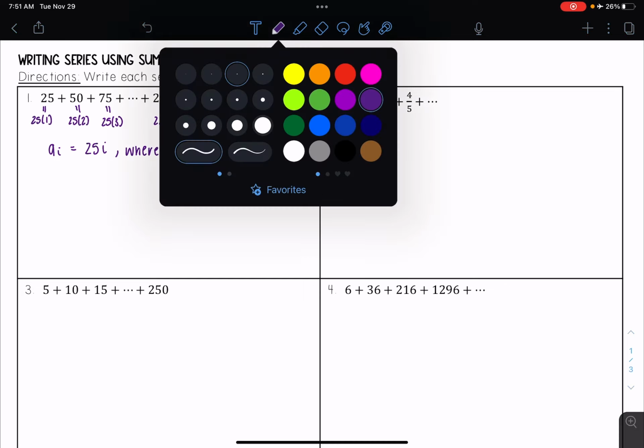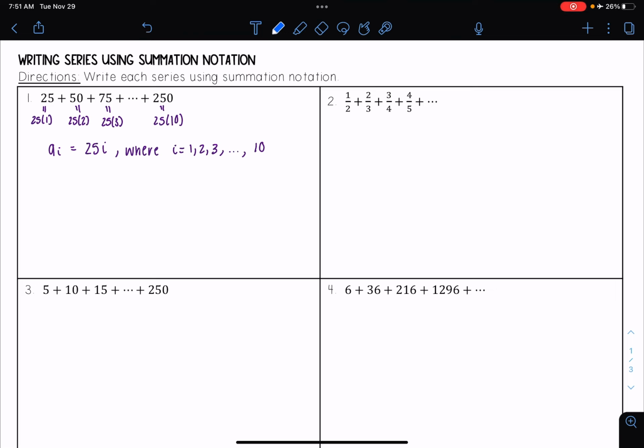And so with this information, we can go ahead and write this in summation notation. My pattern goes to the right, that is 25i. And then I need to put my lower limit of summation and my upper limit. Well, my lower limit is what it starts at, and it starts at 1. So that means that i is equal to 1. And then my upper limit is my last term, and so that is going to be 10. And so this is what it's written in summation notation.